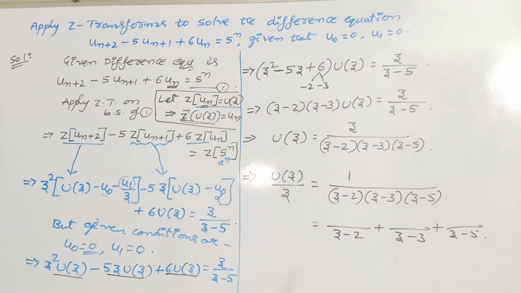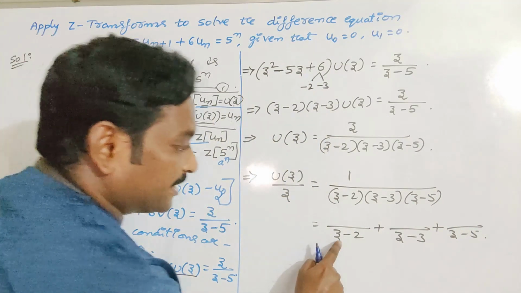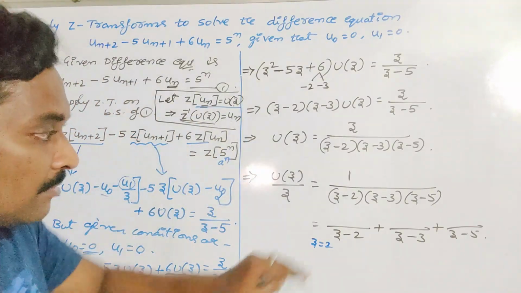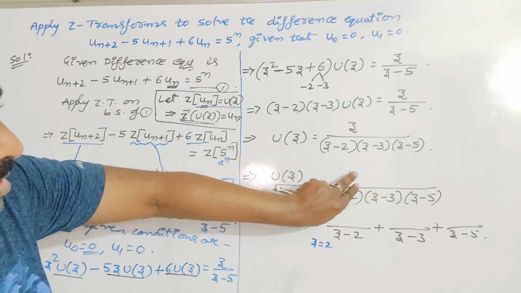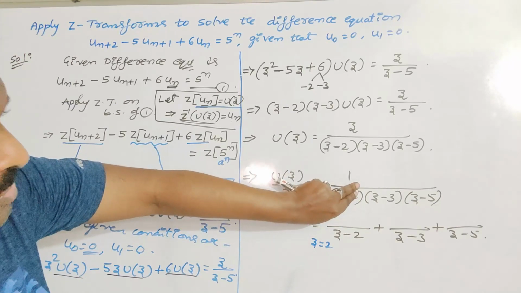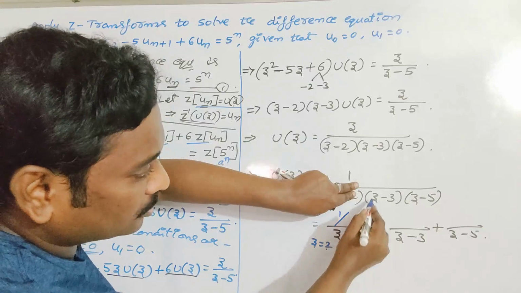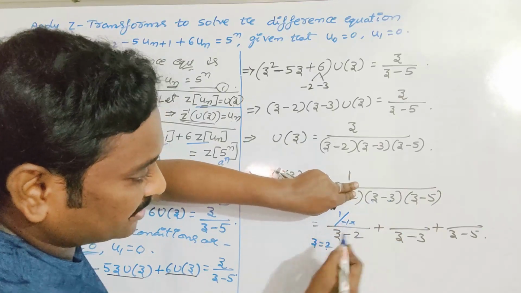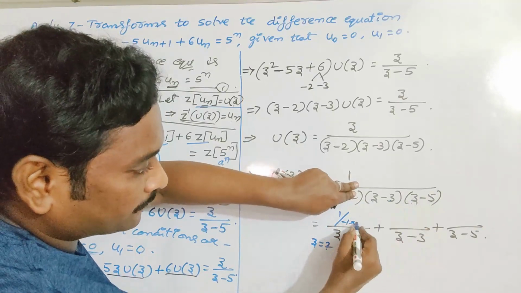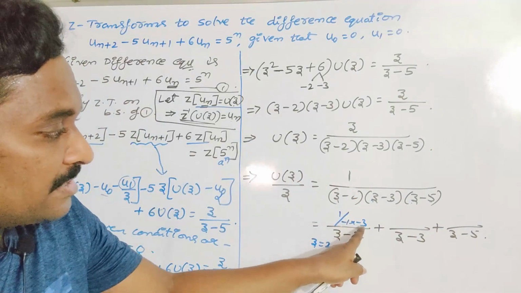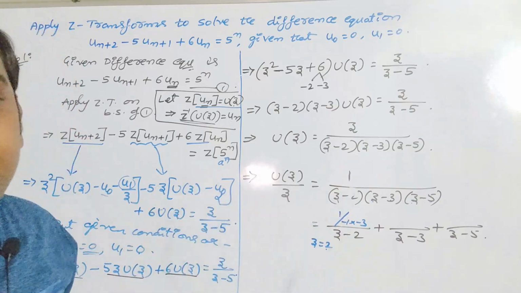How can we find out the numerator of Z minus 2? Just put Z is equal to 2 in the remaining term, except Z minus 2. So the numerator is only 1. Replace Z is equal to 2 here: 2 minus 3 is minus 1, into 2 minus 5, which is minus 3. So minus 1 into minus 3 is 3. 1 by 3 is the A value.